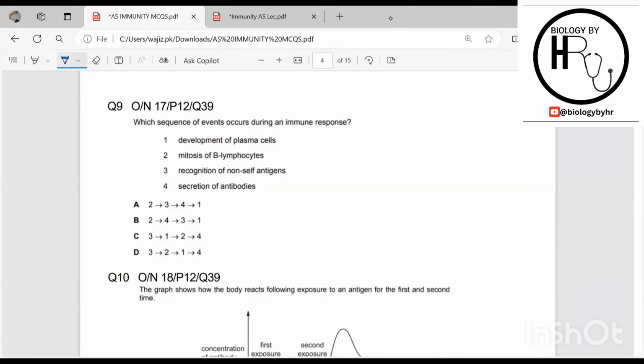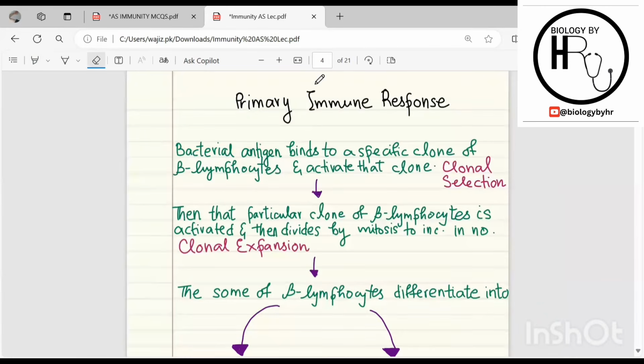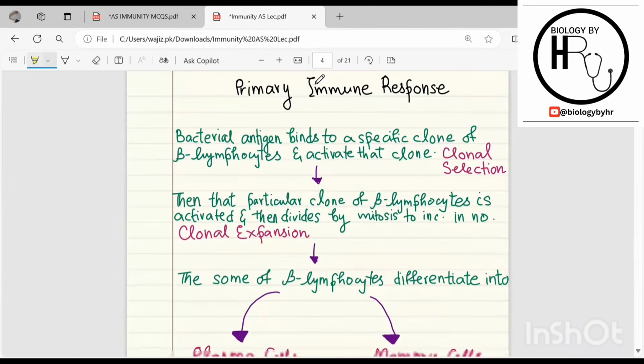Question number 9 over here says, which sequence of events occur during an immune response. So basically, before we start to attempt this question, we must have a knowledge of the primary immune response in the first place. So this is the lecture slide of the primary immune response. Let's have a look at the steps of the primary immune response first.